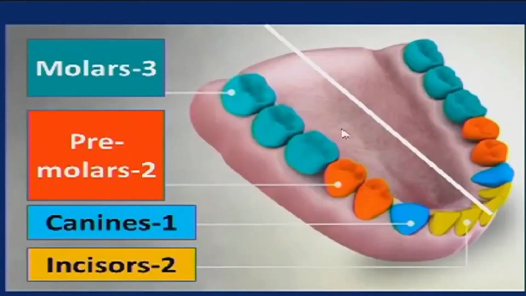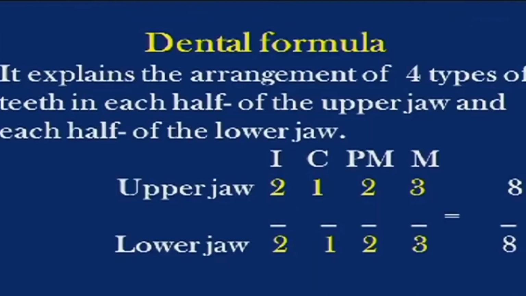This is the half of the upper jaw. Similarly, the other side of the upper jaw: two incisors, one canine, two premolars followed by three molars. So, in the same way the teeth are arranged even in the lower jaw. Look at this picture, this clearly shows now what the dental formula is.